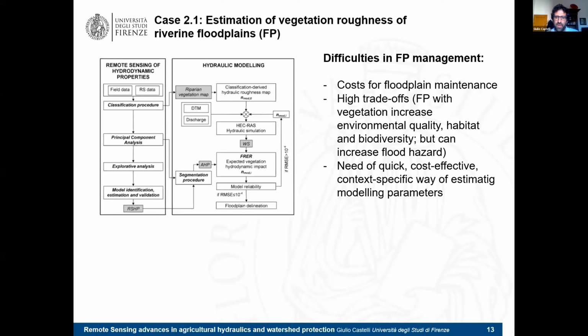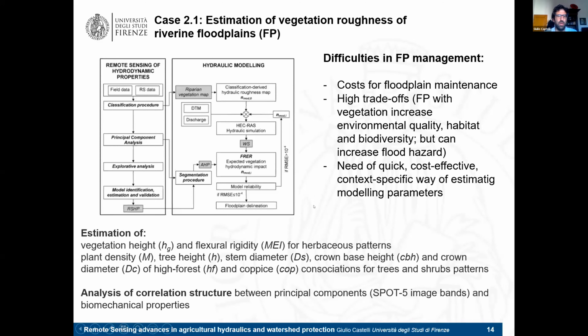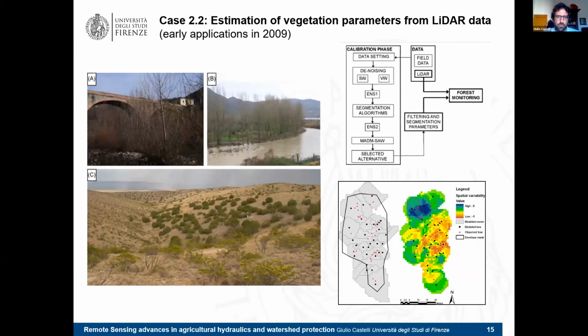So you need a quick, cost-effective, context-specific way of estimating modeling parameters for a hydrological or hydraulic model that can tell you if you have to cut or if you don't have to cut. What has been done in another study with remote sensing is to use SPOT 5 image bands to analyze the correlation between the principal spectral components and some mechanical vegetation parameters, which can be used for estimating the hydraulic roughness that we have in riverine floodplains.